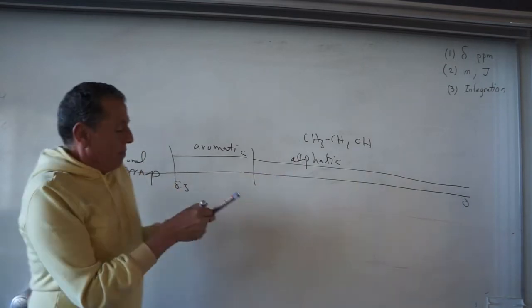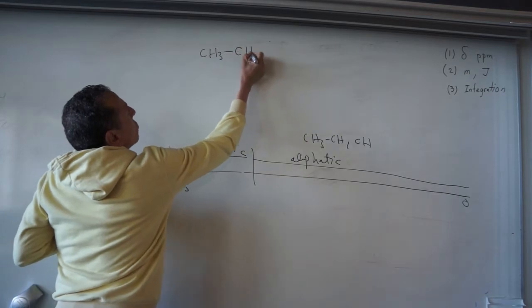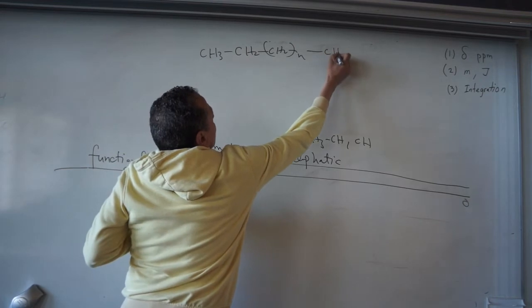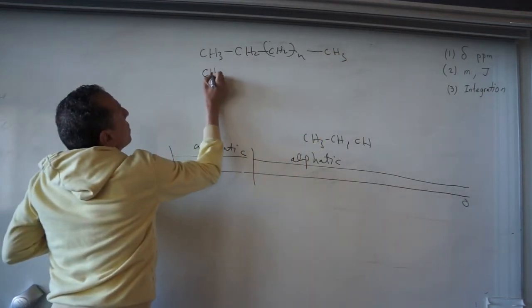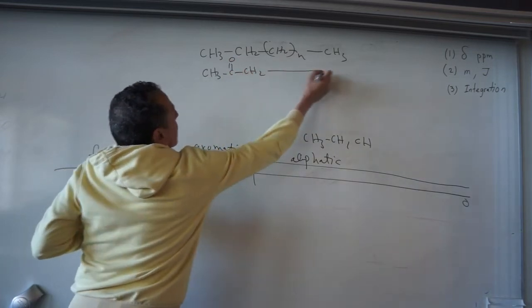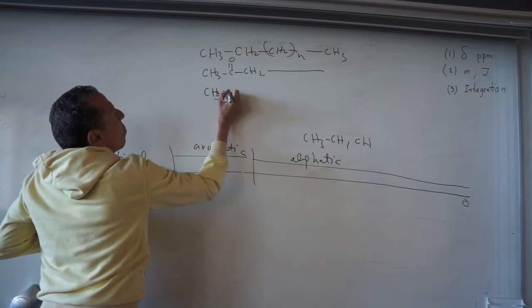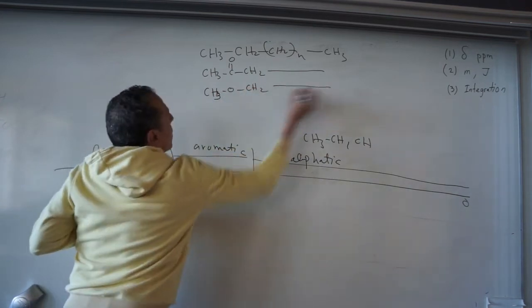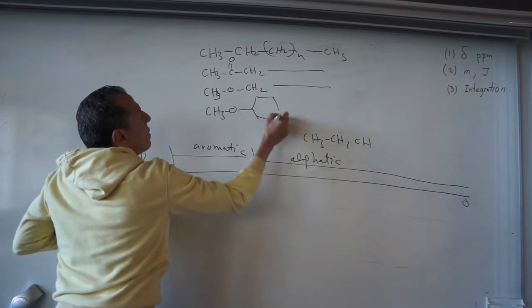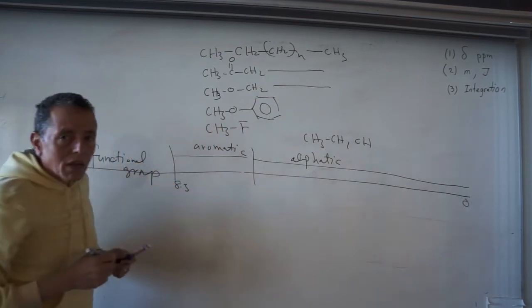So we'll give you some examples. CH3, CH2, CH2, and CH3. And then, if we take CH3, exactly the same, but here you will have a carbonyl group, and the rest is the same. And then we'll take CH3 attached to oxygen, and the rest is the same. And then we'll take CH3 attached to oxygen, attached to a benzene ring. And if you take CH3 attached to fluoride, for example.